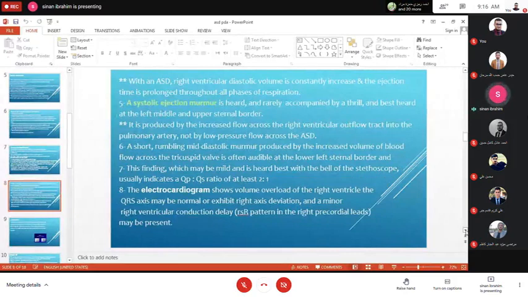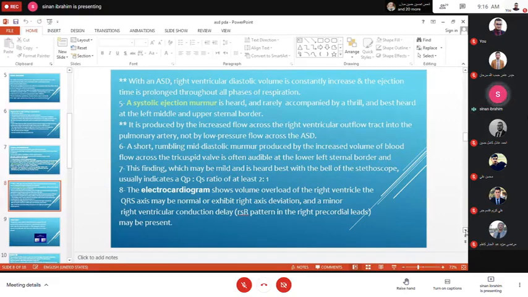Fifth, a systolic ejection murmur is heard in patients with ASD and is rarely accompanied by a thrill. This is best heard at the left middle and upper sternal border. The cause of this systolic ejection murmur is increased flow across the right ventricular outflow tract into the pulmonary artery, not low pressure flow across the ASD.